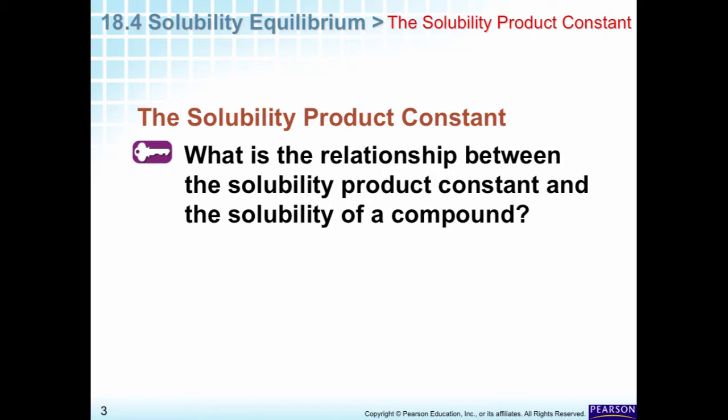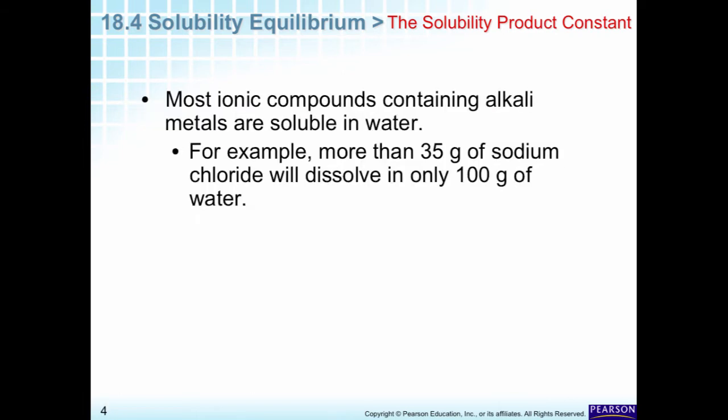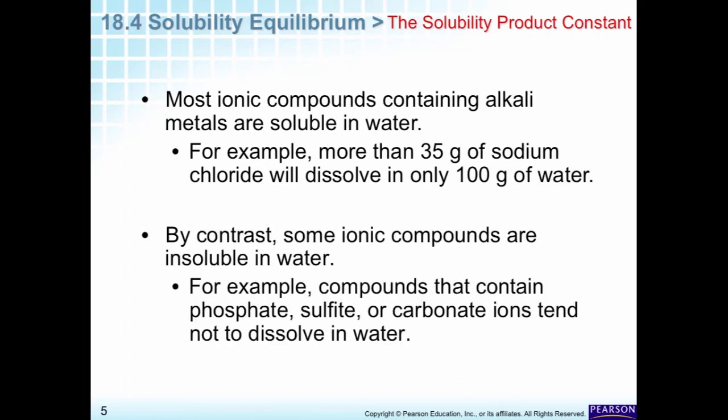So we have what's called a solubility product constant, which will tell us if something tends to be very soluble or not soluble at all. We'll learn a little bit more about that as we go along. Most alkali metals that are part of an ionic compound will be soluble in water. For instance, 35 grams of sodium chloride will dissolve in 100 grams of water. On the other hand, some ionic compounds are insoluble in water. For instance, compounds that have phosphates, sulfites, or carbonate ions are not easily soluble in water. They'll just stay in their solid form.